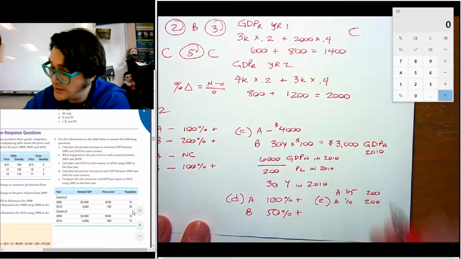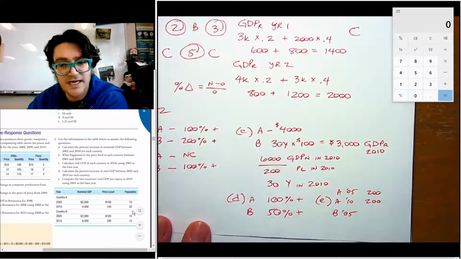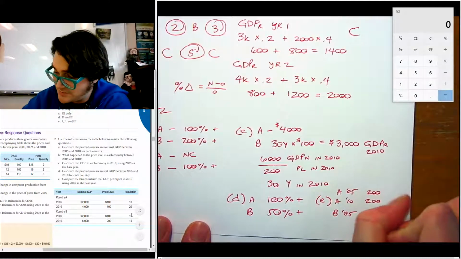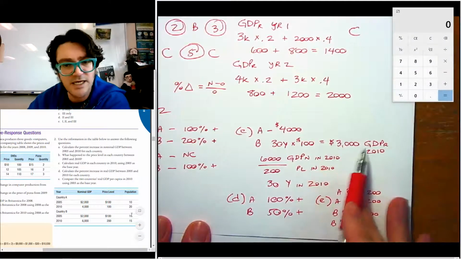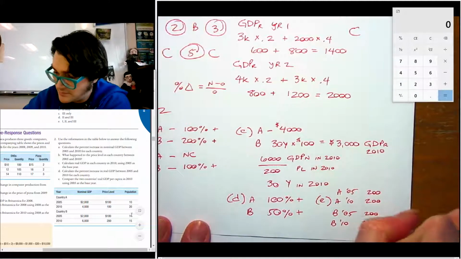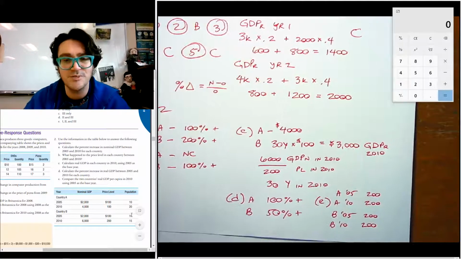Okay, that makes sense. All right. And then for B, in 2005, it was the $2,000 divided by 10, so it's 200. B in 2010 is this $3,000 divided by 15, which is 200. So neither country saw any increase in real GDP per capita.